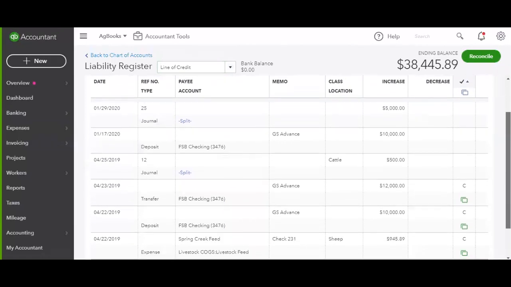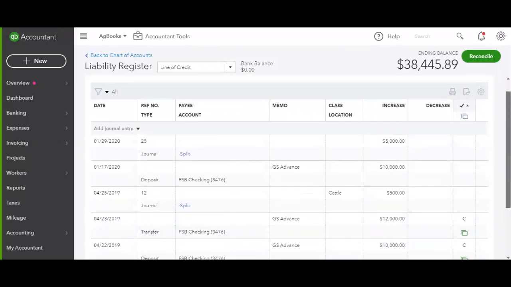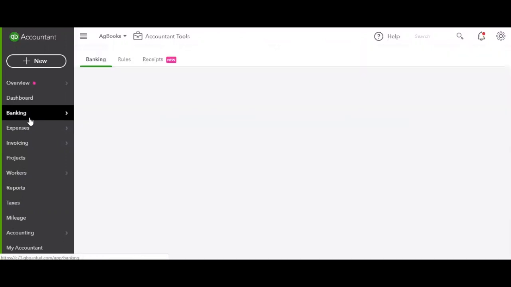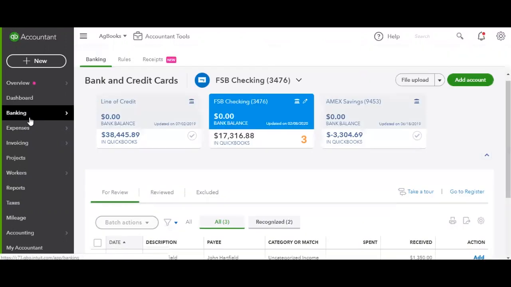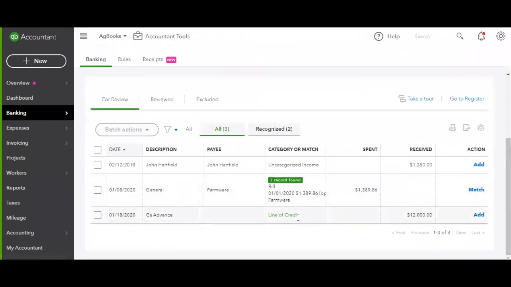But what's happening is so far, we've gotten nothing but advances from our line of credit. We haven't paid anything down on it, and I'll show you how to do that in a second. But you can see that it shows our balance. We owe $38,000 on that line of credit. When we get that other $12,000, that $38,000 is going to jump to $50,000. Okay, and I'm going to show you how that works. And that is the correct way to categorize loan proceeds.